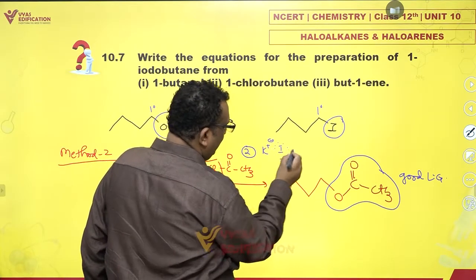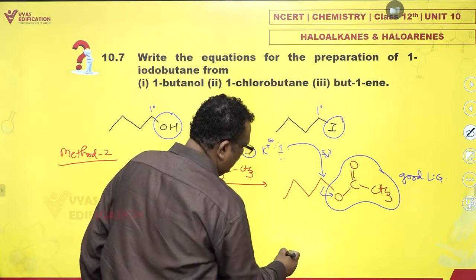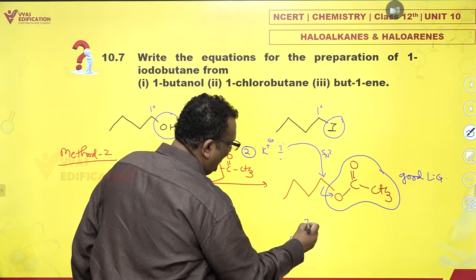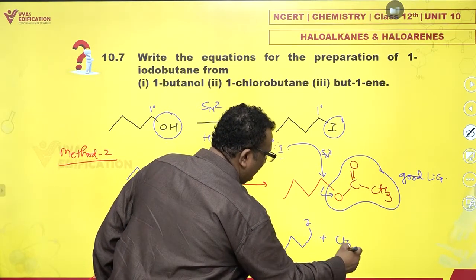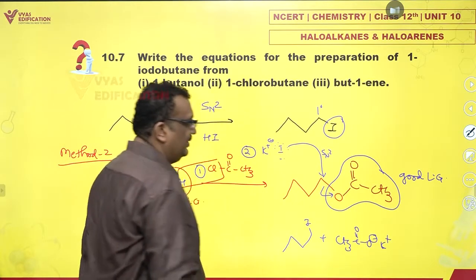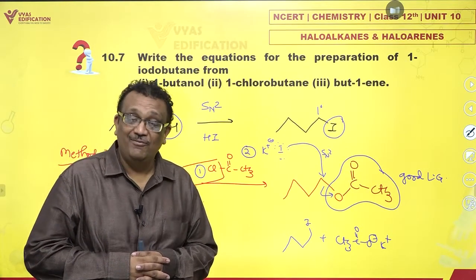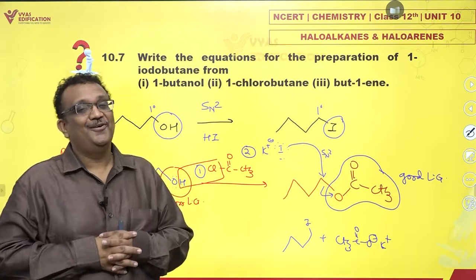Attack. Classic SN2 attack. And this is pushed out. What do you get? Well, you get CH3COO minus, which is pushed out, and 1-iodobutane. I am giving you not one but two methods of this preparation.